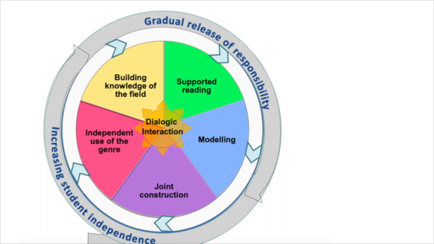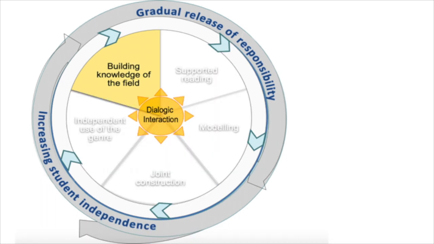Okay, so this is the diagram that we'll keep coming back to as the rest of the slides go on. It's a gradual release of responsibility. So starting with building knowledge of the field, to supported reading, to modelling, to joint construction, and then independent use of the genre as the teacher steps away, giving the student all the tools that it needs to keep writing in that particular text type or genre.